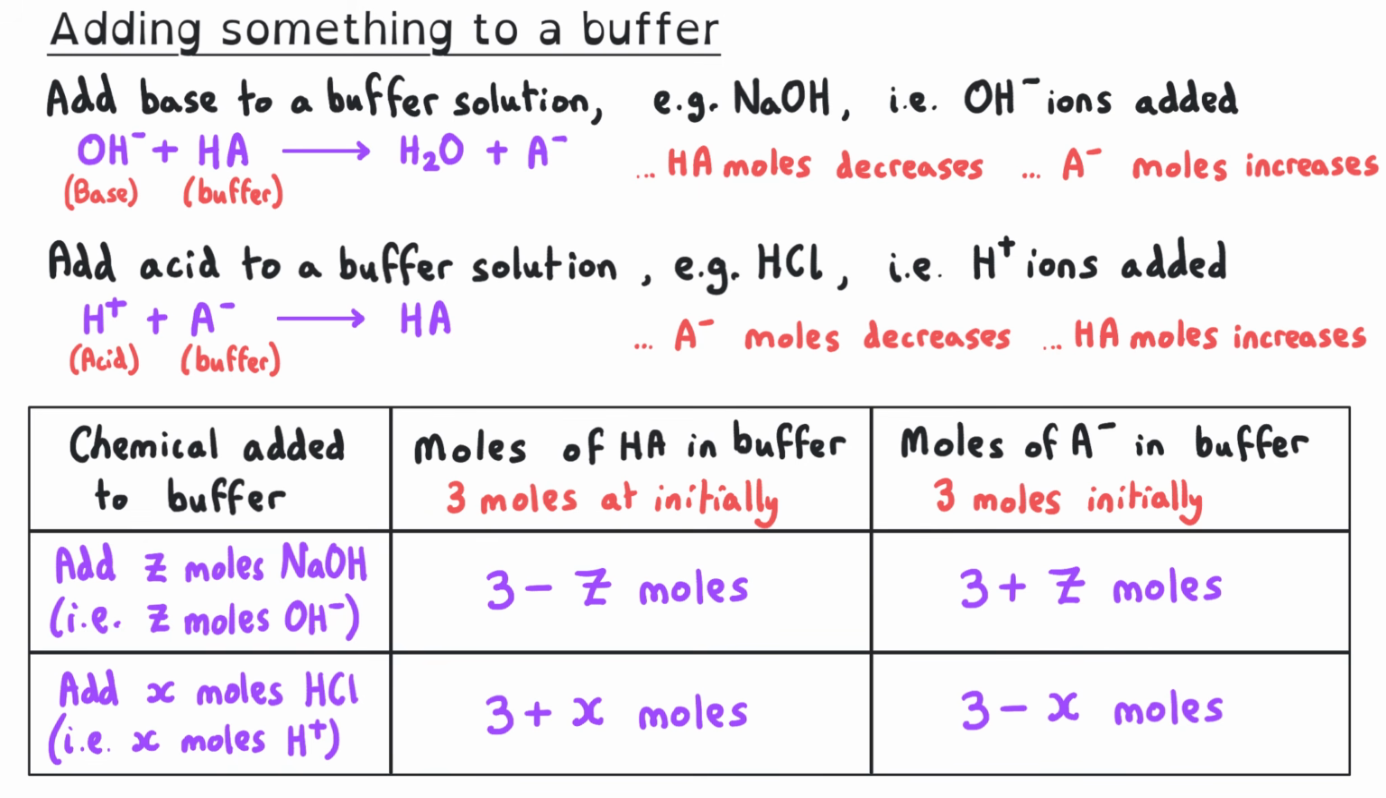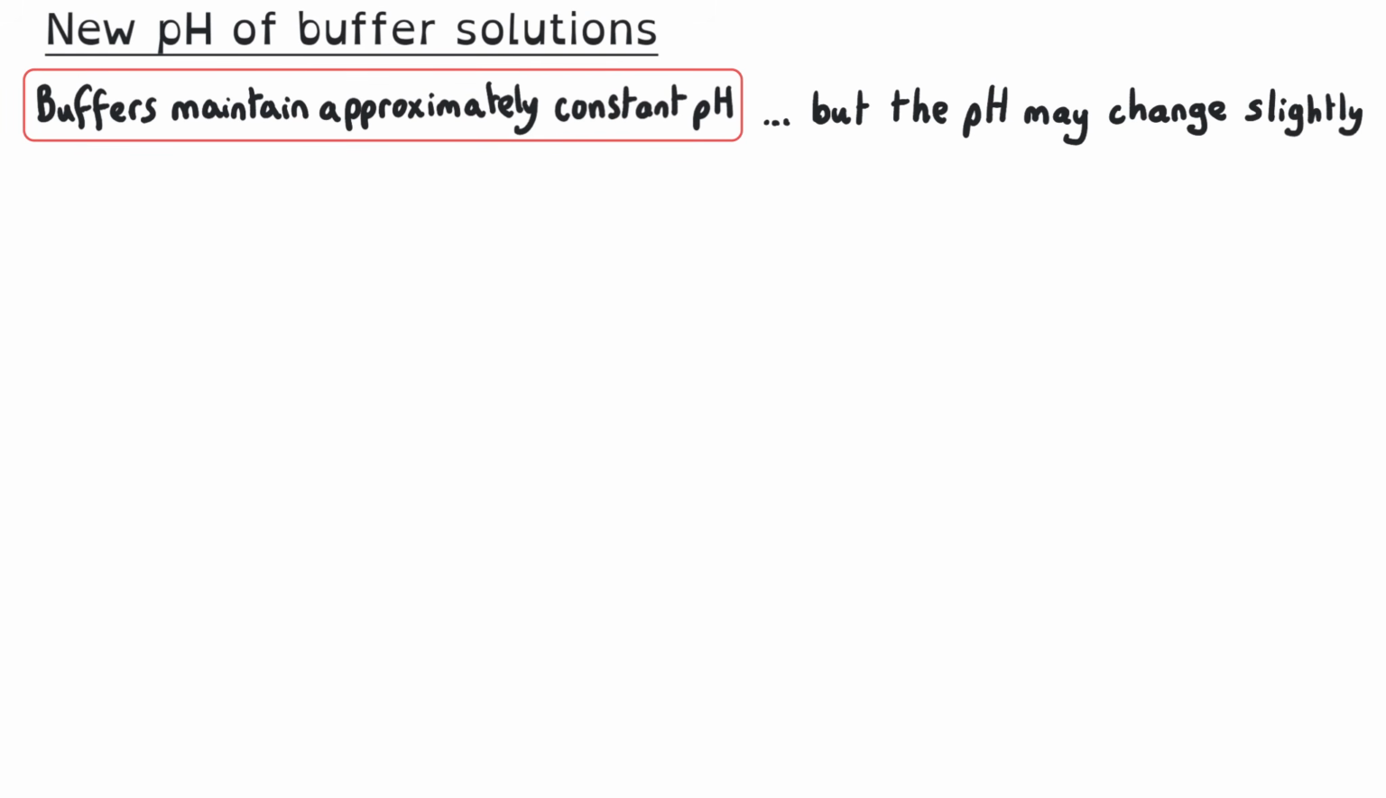Remember to be careful, if we had a diprotic acid, we would be adding double the moles of H plus that we were adding weak acid. And if it was something like barium hydroxide with 2 hydroxide ions, we'd need to factor that in as well. Buffer solutions maintain an approximately constant pH, but the pH may change slightly, and they will become saturated if too much acid or base is added, and then the pH would change significantly.